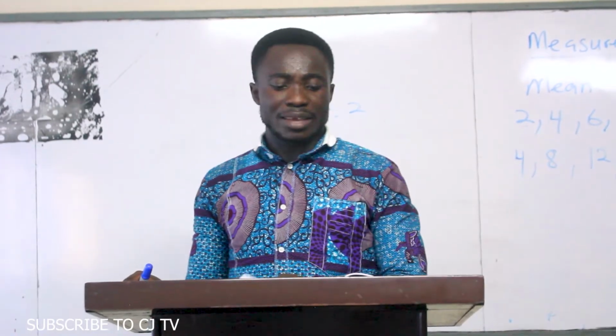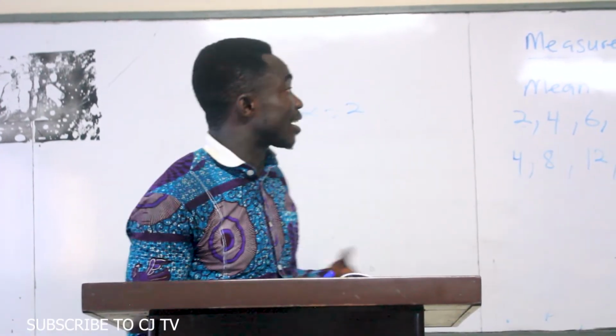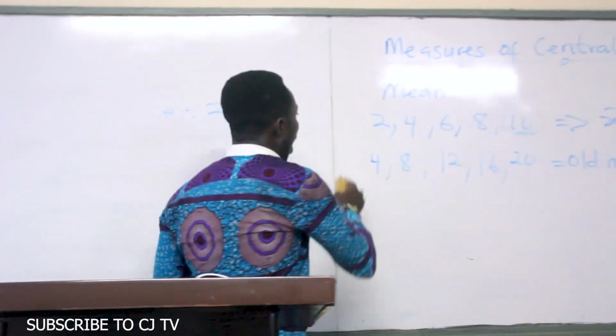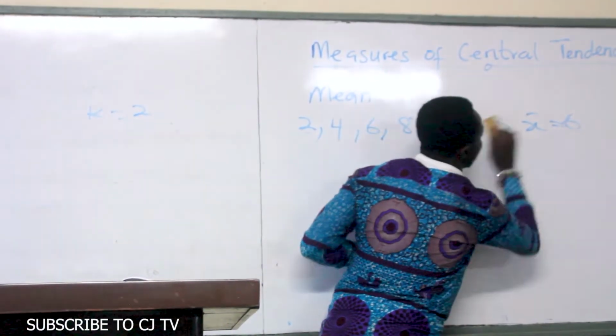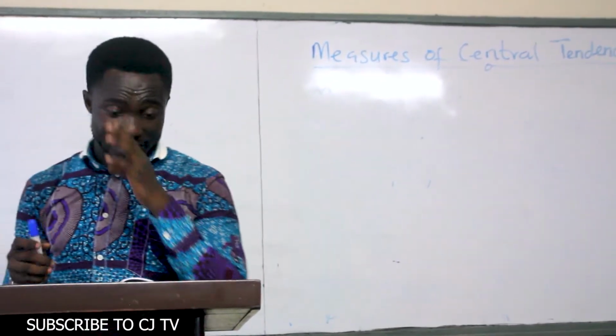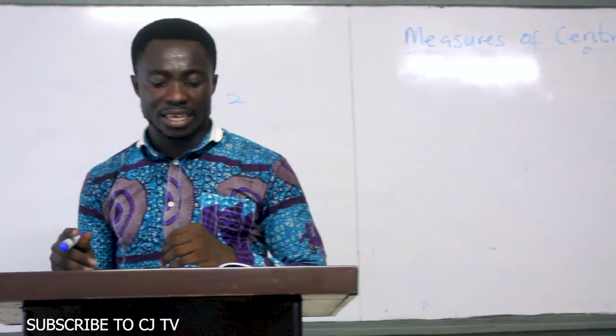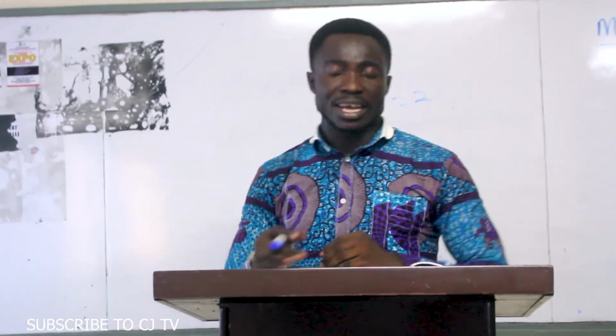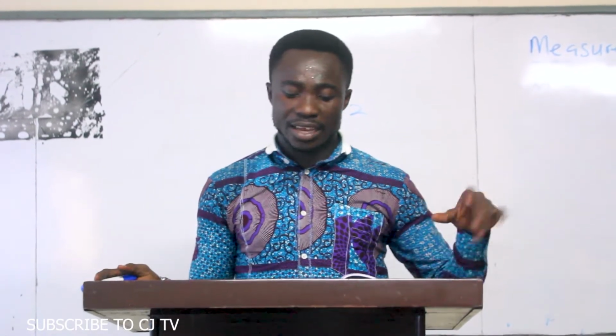Now, let's look at the median, which is the second average we'll talk about. Remember, we said that there are three averages: the mean, the median, and the mode. The median is the score such that approximately one half of the scores are above it and one half of the scores are below it. It means that with the median, we divide the scores into two equal parts.